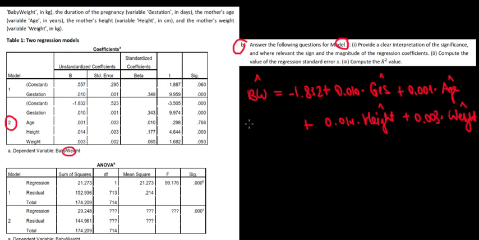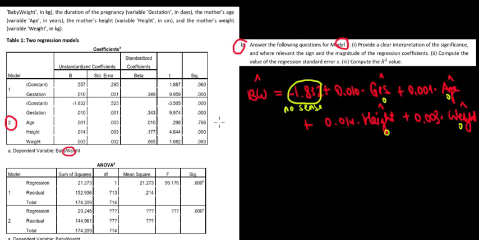The constant term would be the value of the birth weight if gestation is 0, age is 0, height is 0, and the weight of the mother is 0. Now, none of this can be 0. It doesn't make sense to have 0 age or 0 height or 0 weight, 0 days of pregnancy. So this makes no sense. There is no need to interpret the constant coefficient. Now let's work with the actual coefficients of the variables.